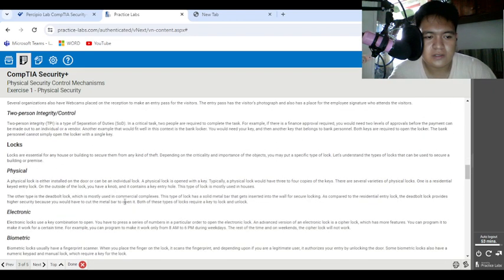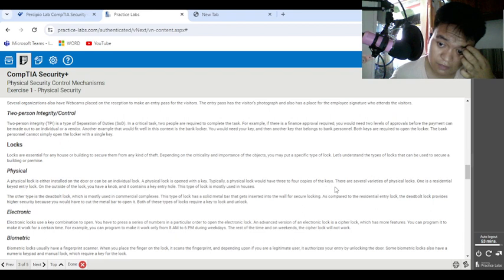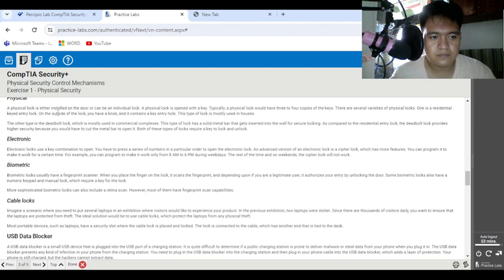Locks are essential to any house or building to keep it secured from any kind of theft. Physical locks are either installed on the door or can be an individual lock. They open with a key, and you would have three to four copies of the key. There are several varieties of physical locks. Another type is the deadbolt lock, which is mostly used in commercial contexts. This type of lock has a solid metal bar that goes inside the wall and secures the lock. A deadbolt lock provides higher security because you won't be able to cut the metal part. Both these types of locks require a key to lock and unlock.